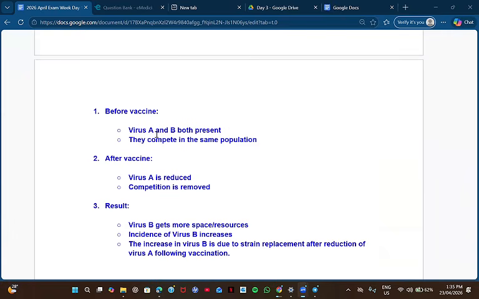Before vaccine, what is happening? Before vaccine, there are two scenarios. Virus A and B are both present, and they compete in the same population, right? Because they are using the same environment, right? Same environment, and both are present. Okay, so A and B virus are present at the moment.